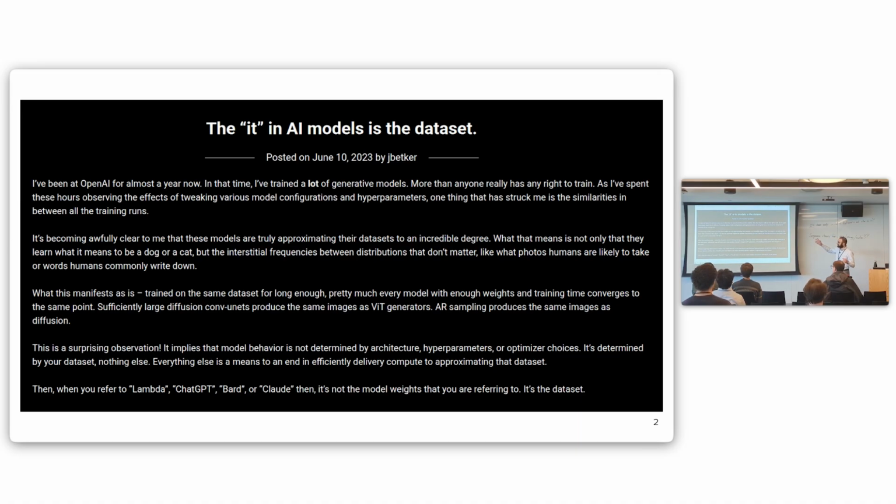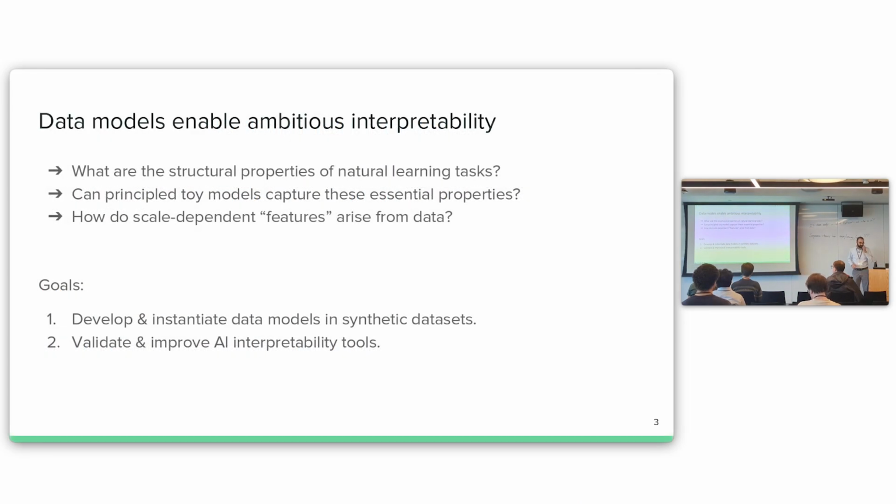by James Betker, who's a researcher at OpenAI, where he argues that the it in AI models is the data set. That if you have, at large scale, a very powerful AI system, large neural network, trained to convergence, its behavior is not going to be determined by the specific details of the architecture, hyperparameters, or optimizer choices, but by the data set, nothing else, and everything else is a means to an end. And so the intuition here is that by understanding the patterns in data, we can gain insight into what's going on inside a powerful AI system.